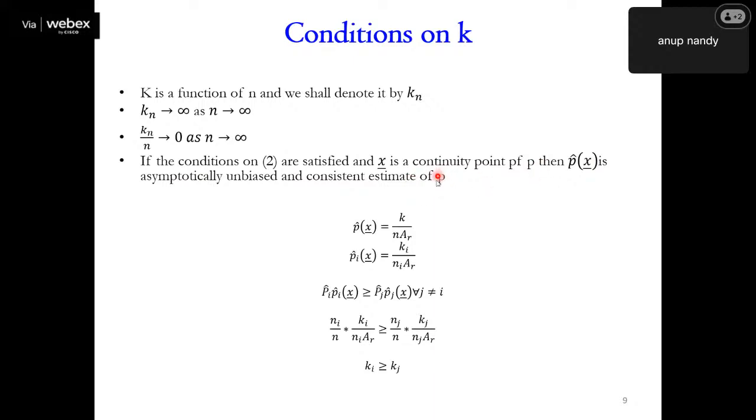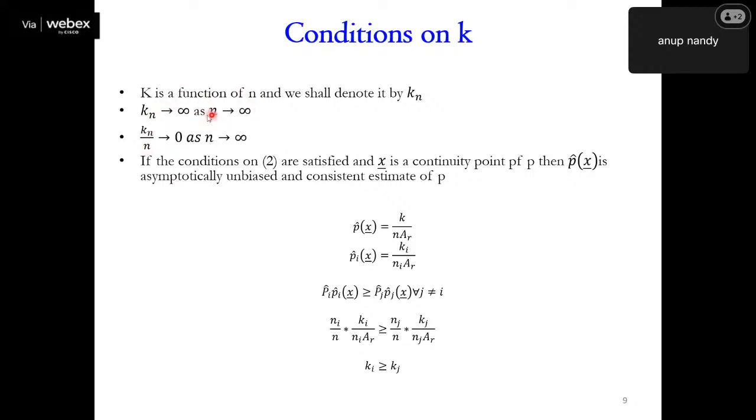So your p is given, and from the data you are going to estimate it. Whether your estimated density is close to the actual density or not, in order to prove it, you need it to be asymptotically unbiased. What is the meaning of asymptotically? It means when n is tending to infinity. Unbiased means that the expected value of the estimate is equal to the actual value. And k_n tends to infinity as n tends to infinity.